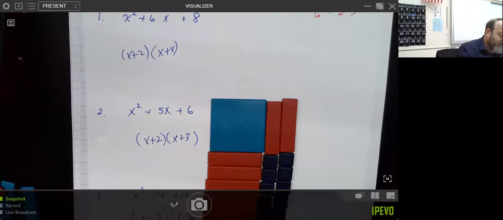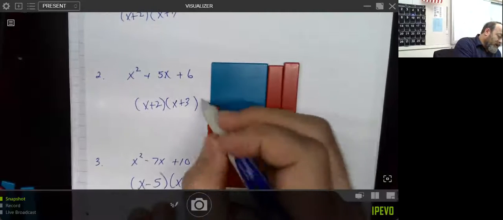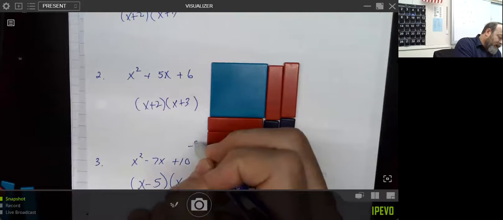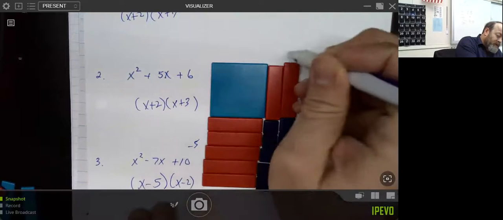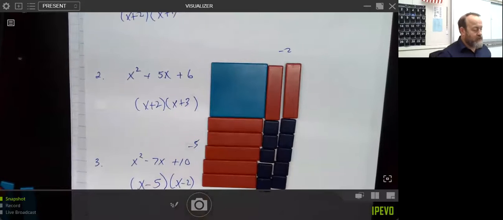Now, I know you might look at this and think that's kind of crazy. But remember, these are negative. This part is negative 5. 1, 2, 3, 4, 5. This part is negative 2. And a negative times a negative is a positive, and so that actually makes sense.